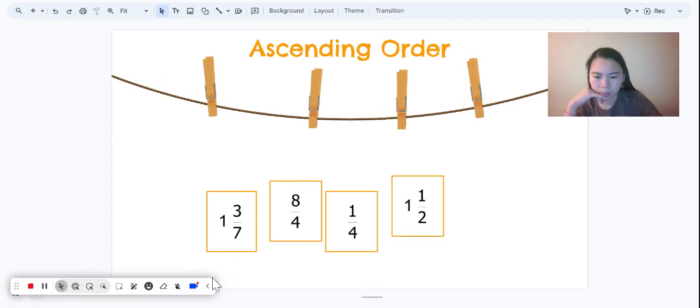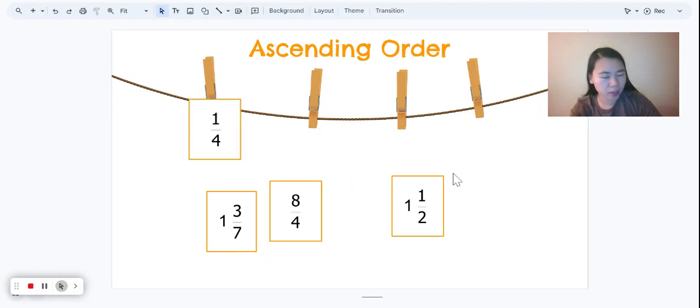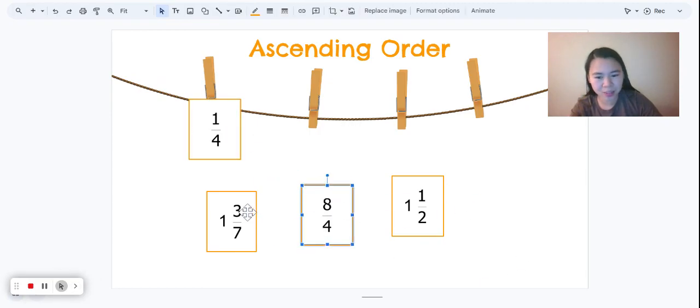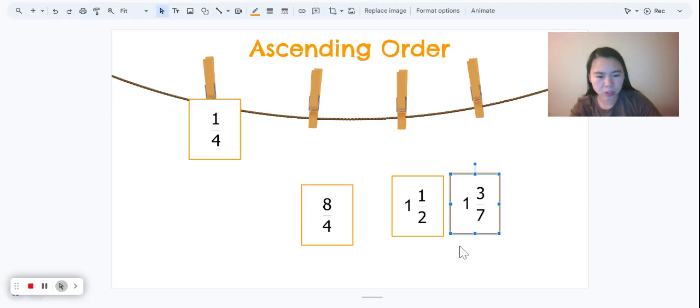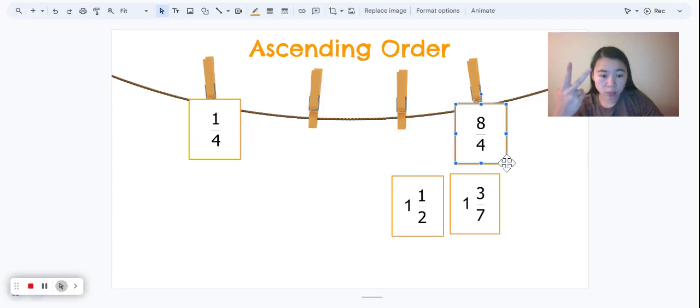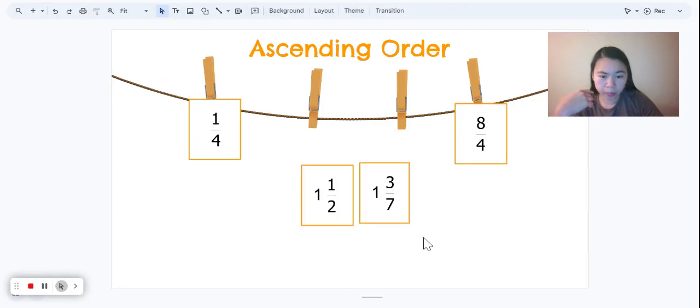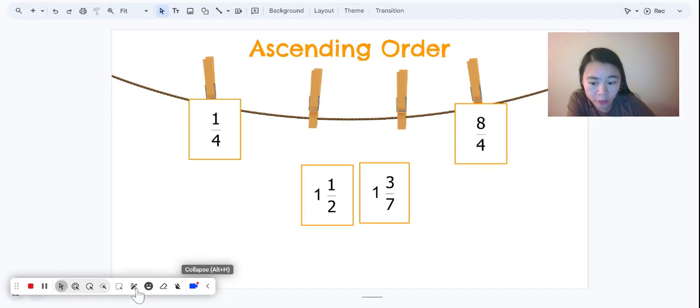Okay, last one. Let's figure out our proper fractions. There's only one, so I know that one's going to be the smallest. You have some mixed numbers, and then you have this improper fraction. Does this one work out? 8 divided by 4 is 2. And these are only one whole, so this is going to be our largest. Now we have to figure out between these two, which one is smaller, larger. Okay, they both have a whole, so we're really looking at these fractions right here.